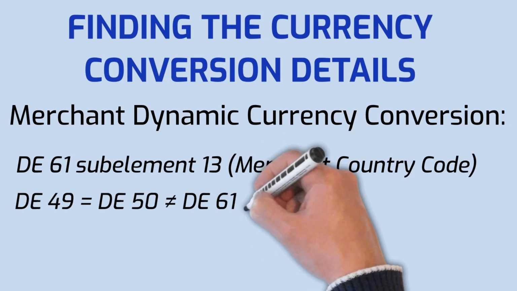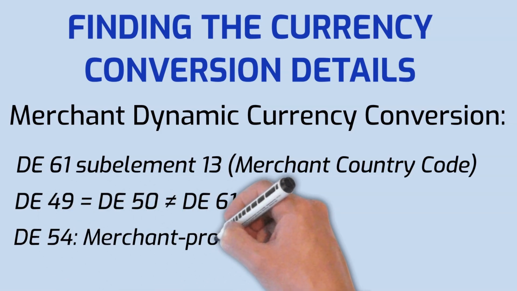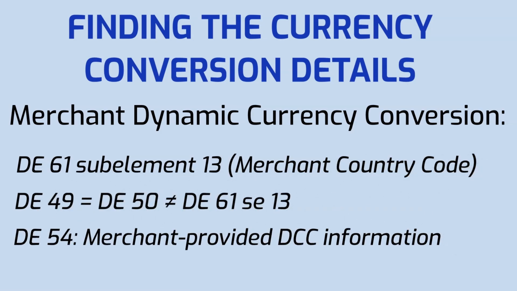DE49 and DE51 are the same currency code, and the merchant country code is not the same as these two. This shows that the merchant is not using their home country currency, but matching the cardholder billing currency for the transaction. The merchant is supposed to identify a DCC transaction in DE54 of the authorization. There, the merchant is to identify this is a DCC transaction and provide the original pre-converted currency code and the transaction amount in that currency.